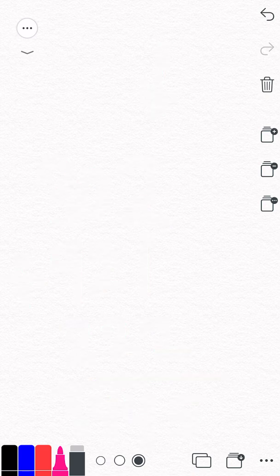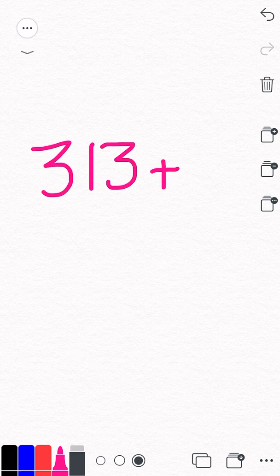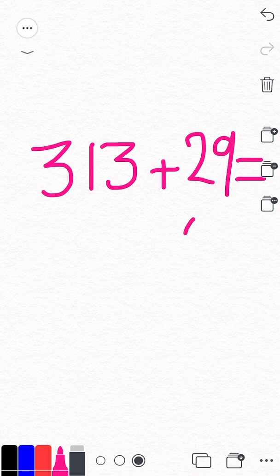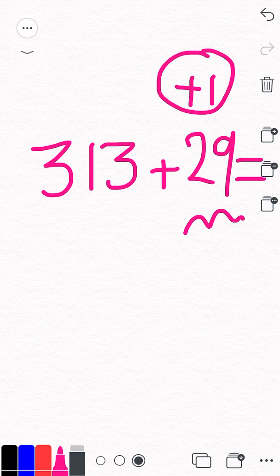So now let's start off the new lesson, which is adding or subtracting numbers that are near 10 or a multiple of 10 or 100. What I'm saying here is that if we have 313 plus, let's say, 29, it's so much easier for us to make the 29 become 30. We add 1 to 29. Then, in addition, if we add 1 to the second number, we have to subtract it from the total.